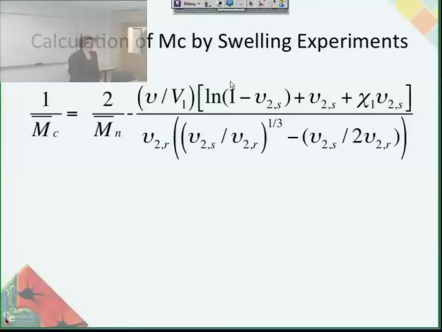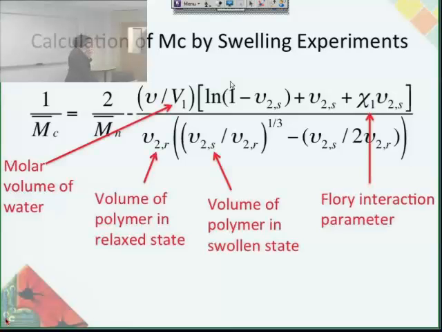If you combine those two equations that we had before, the chemical potential of the mix and the chemical potential of the elastic forces, and then solve for molecular weight between crosslinks, this is how you can calculate it. There are some terms here that I didn't go over yet. There's the molar volume of water, the volume of polymer in the relaxed state, and the volume of polymer in the swollen state, which we already talked about. And chi is the Flory interaction parameter, a constant that describes the interaction of the polymer and the water.